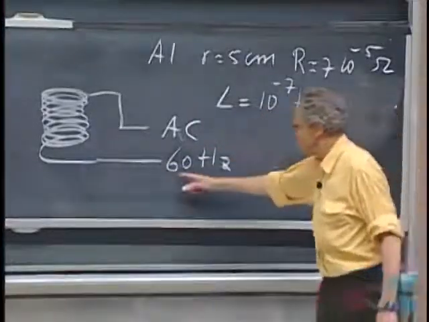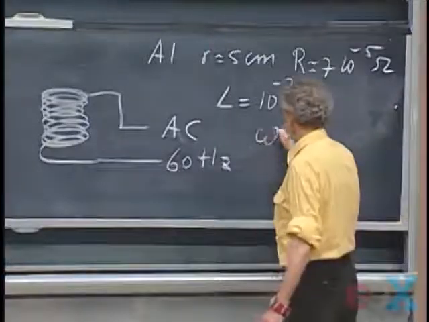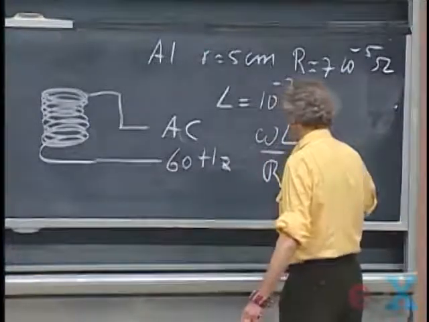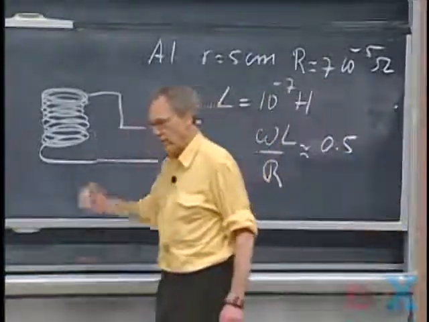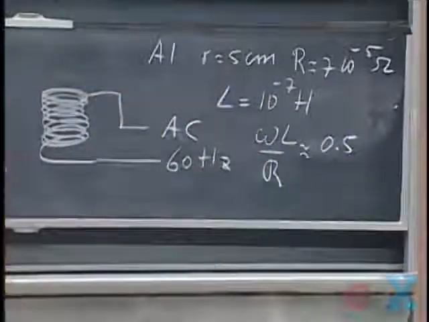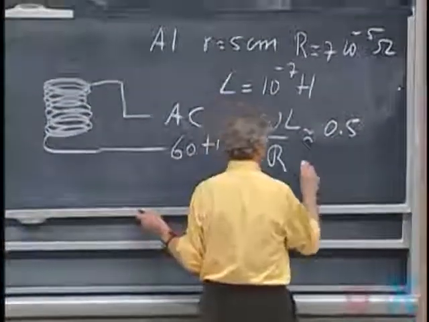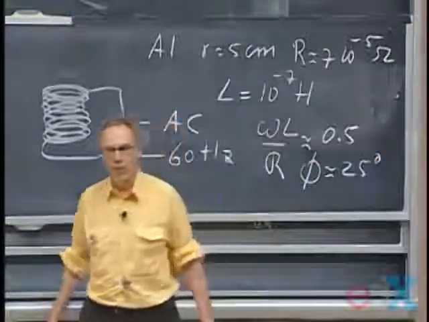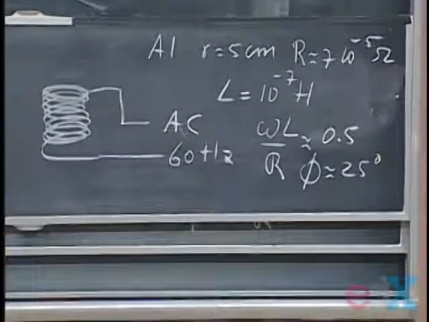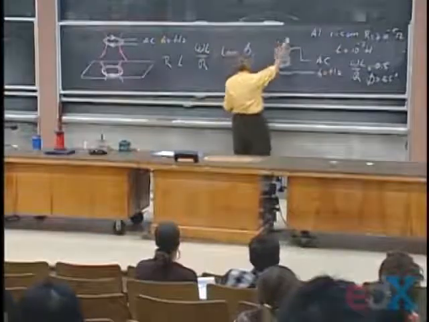I know what omega is, 360 roughly, and so I find that omega L over R for this ring is about 1/2, at that frequency omega. And that gives me a phase angle phi of 25 degrees. And therefore, the ring is going to be repelled by the coil, and of course the coil is going to be repelled by the ring.